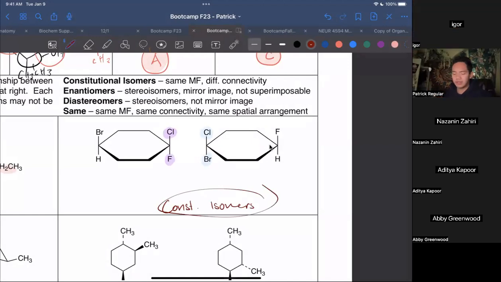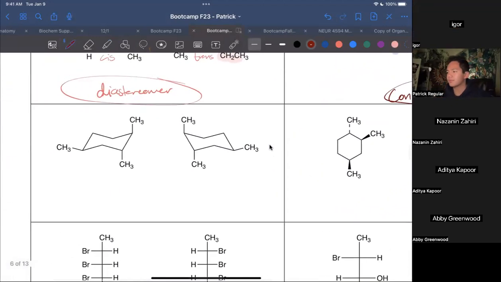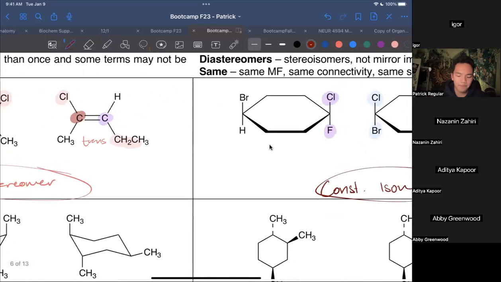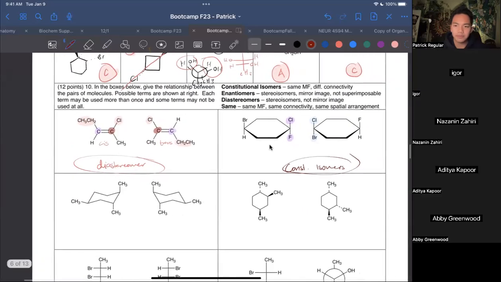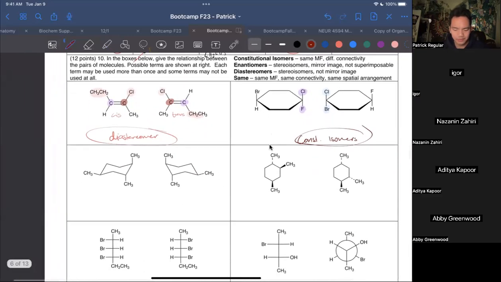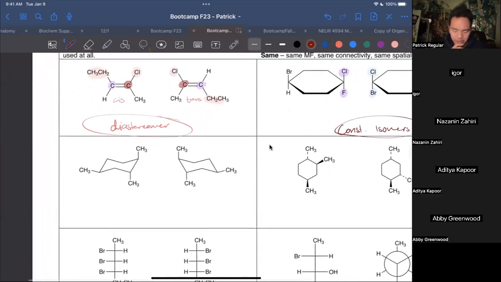What's going on with my nose right now? It's okay. We're here. Hey, Patrick, what's up? Do you know if on the final Dr. Berg will give us the definitions for each of those? Yeah, I'll give you the definitions. Awesome. He'll give you the definitions.